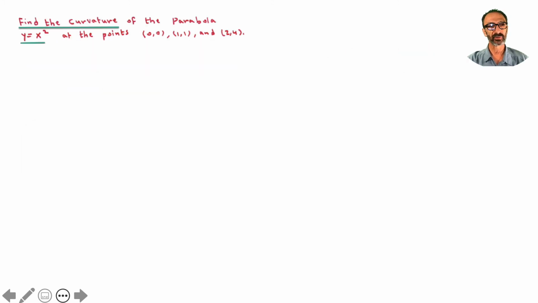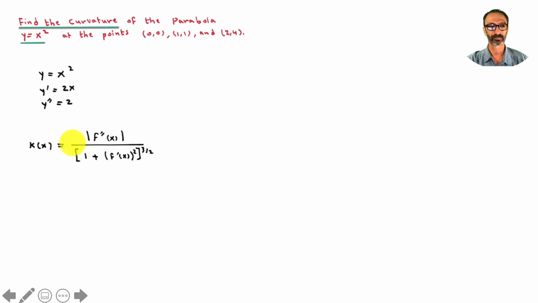Find the curvature of the parabola y equals x to the second at the points (0, 0), (1, 1), and (2, 4). So we have y equals x to the second, y prime equals 2x, and y double prime equals 2. We have the formula that we just mentioned earlier. We're going to use it now and just plug in f double prime.